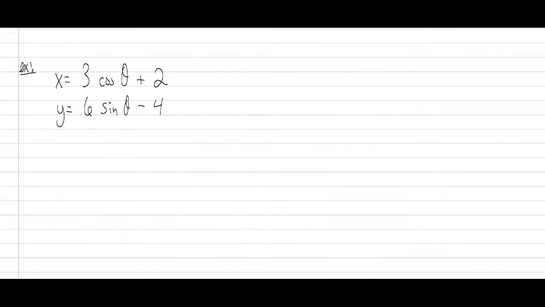All right, next example. Same type of problem, just requires a little bit more work. I'm going to solve the first equation for cosine. First of all, we would subtract 2 from both sides, then divide by 3. That would make this equal to the cosine of theta. And for our second equation, we're going to add 4 to both sides, divide by 6, and then that's equal to the sine of theta. I'm doing it like this because, again, I remember that cosine squared plus sine squared equals 1.